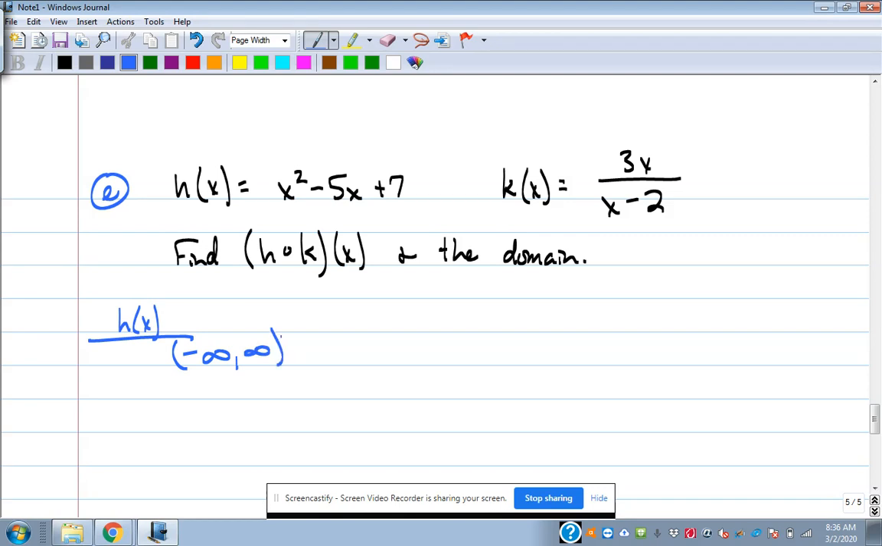That's going to help us out because anytime the first function listed in the composite statement doesn't have any restrictions, then that means I don't have to worry about setting up an equation and solving it. That's the shortcut. That's nice when that happens. Okay?